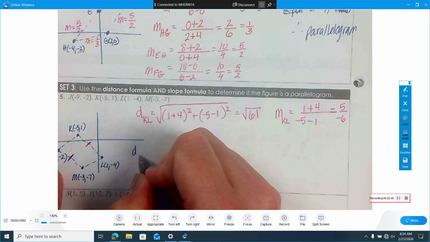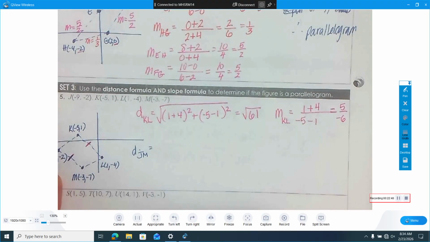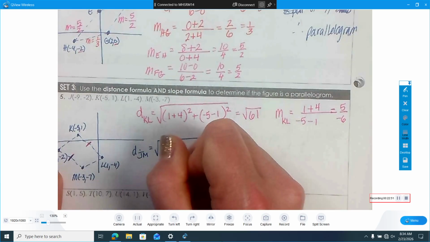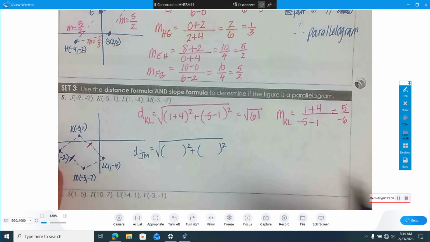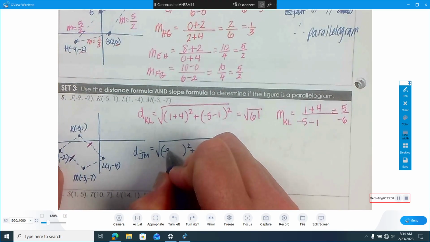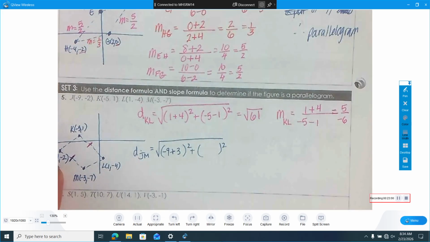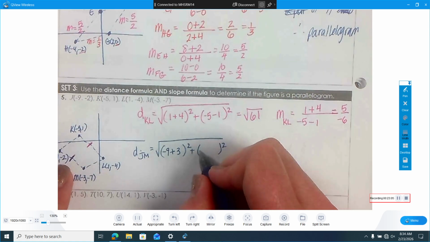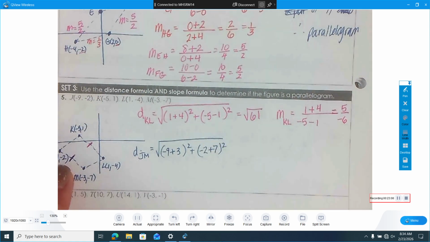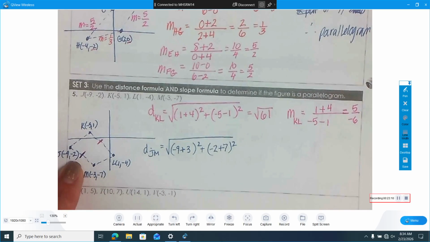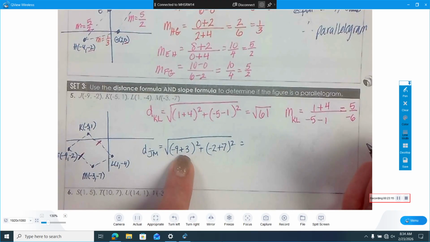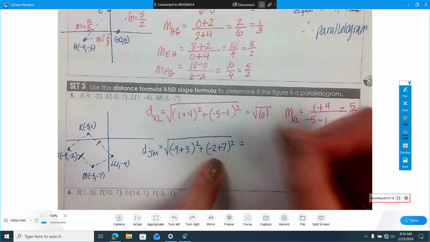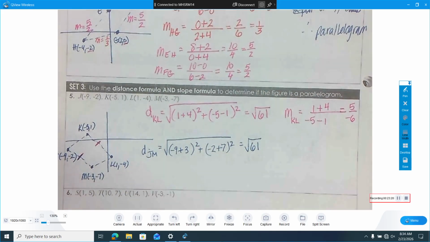I want the distance between J and M. So I'm going to set up my big distance formula, set up my structure. I normally do x's first. So I'm going to do negative 9 minus a negative 3, which becomes plus 3. And negative 2 minus a negative 7, which again becomes plus 7. Let's see, that is 6 squared, so 36 and 25. So that's going to be the same thing. Square root of 61.